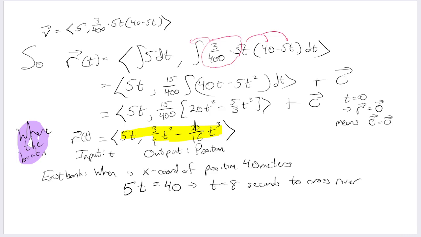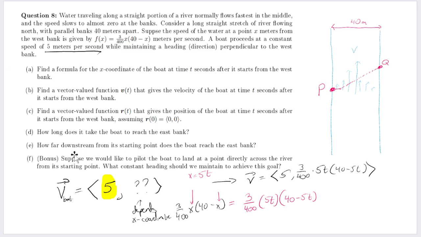Okay, how do we finish this then? What's our last question? And I'll leave the bonus for you, though I'll say a few words. How far downstream from its starting point does the boat reach the east bank? Well, how far downstream is just what's the y coordinate that we've got going across here, an x-axis. I know the x coordinate of Q, it's 40. I want to figure out the y coordinate. And so we just ask, what's the y coordinate when the x coordinate is 40?